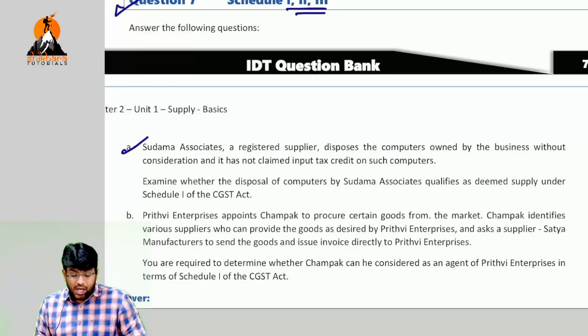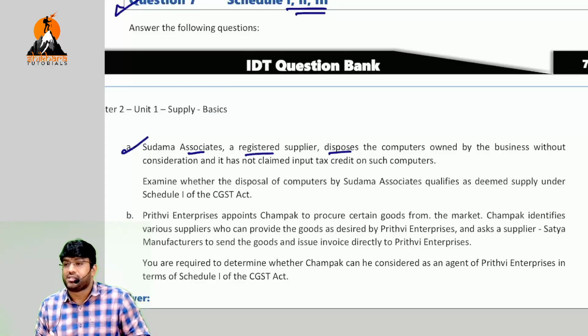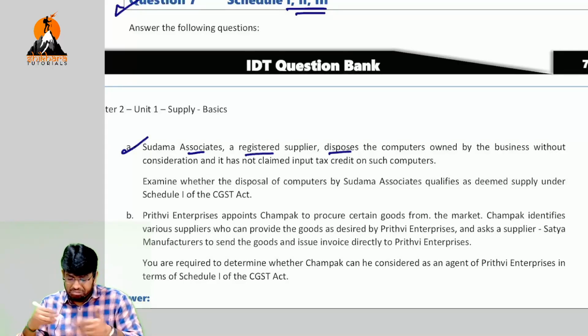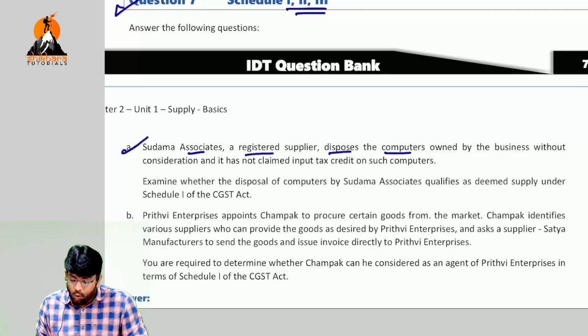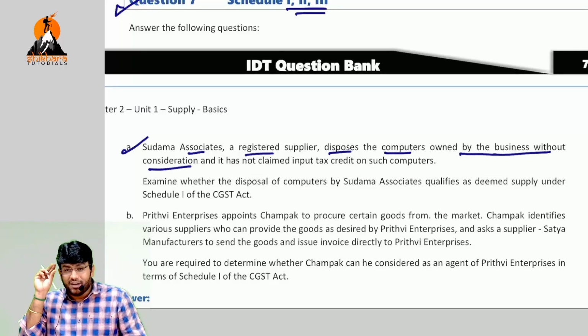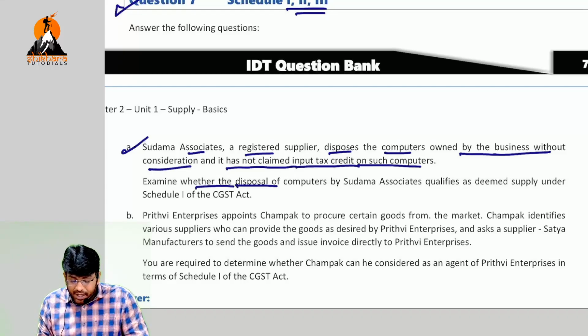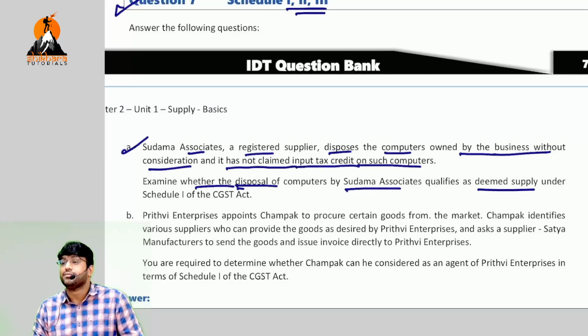Sudama Associates, a registered supplier, disposes means what? Transferred computers owned by the business without consideration. Once without consideration, our brain should switch on. Very good. And it has not claimed input tax credit on computer. Examine whether disposal of computer by Sudama Enterprises qualifies as supply under Schedule 1.